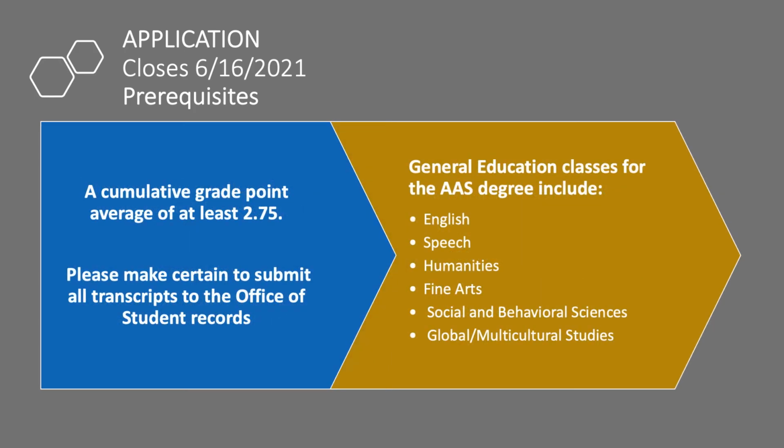A cumulative GPA average of at least 2.75 for general education classes only. So it's not every class you've ever taken, it's just the GPA of the courses you see on this slide. While you only need Gen Ed's math and science to apply to the program, you will need all of these to graduate from COD and secure your AAS, or Associate of Applied Science degree.